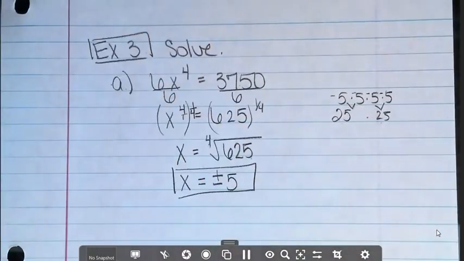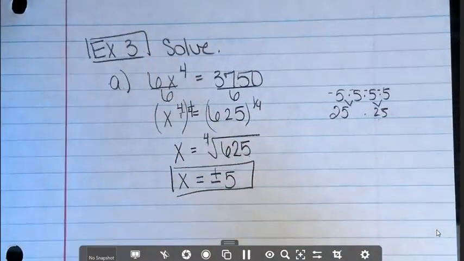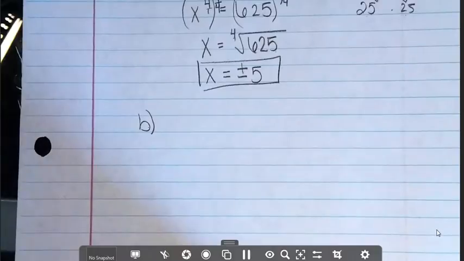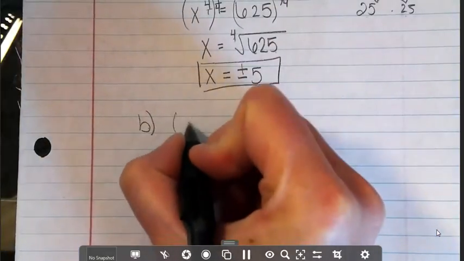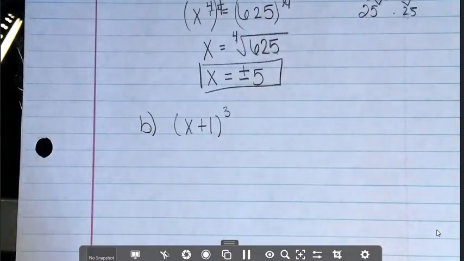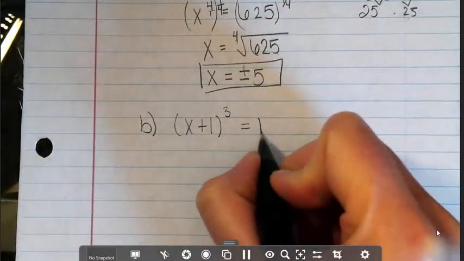Now, sometimes it's not going to work out that beautifully, and you're going to need to use your calculator. So let's do one where we have to use our calculator. And let's make it a little bit more challenging. How about, I got (x plus 1) to the 3rd power equals 18.